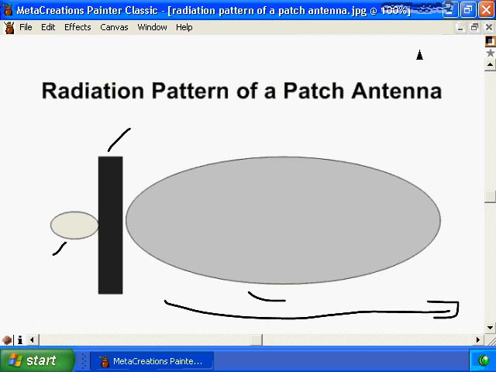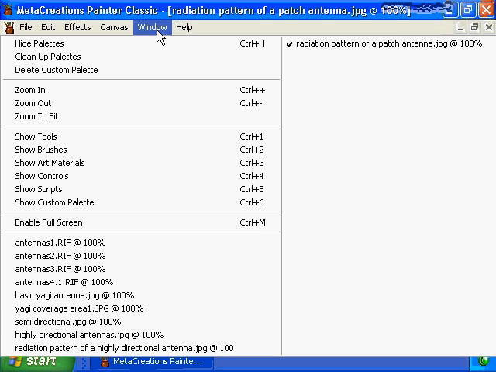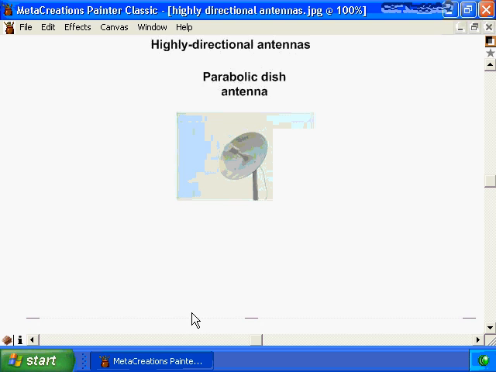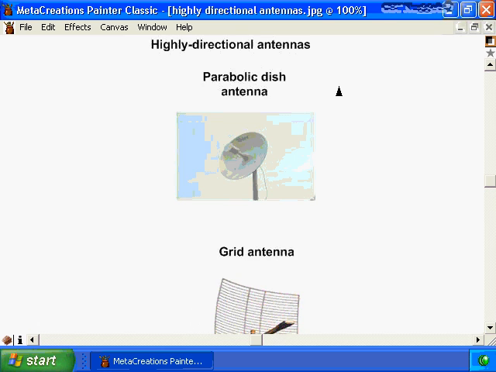Now, in situations where we need to provide a very long-range point-to-point wireless bridge, then we're going to have to up the ante, and we're going to have to use a highly directional antenna. Let's bring up another whiteboard and take a look at some examples of highly directional antennas. Now, the most common type of highly directional antenna is the parabolic dish antenna, and as you can see here, it looks very similar to a satellite TV dish.